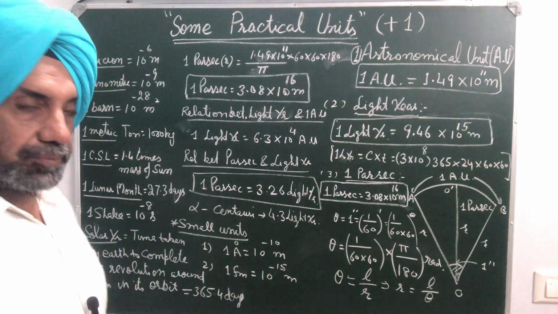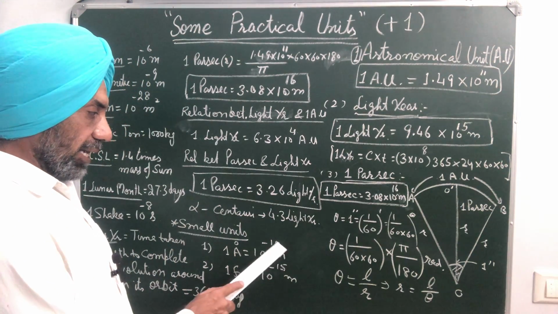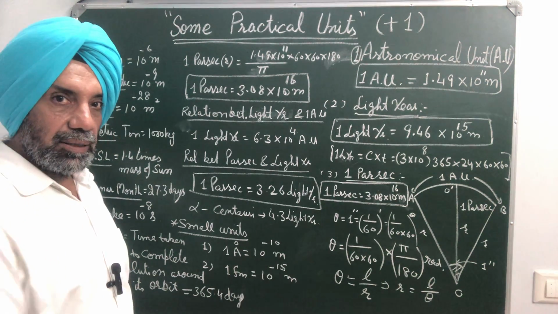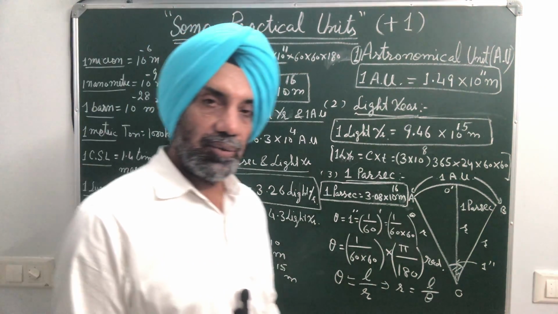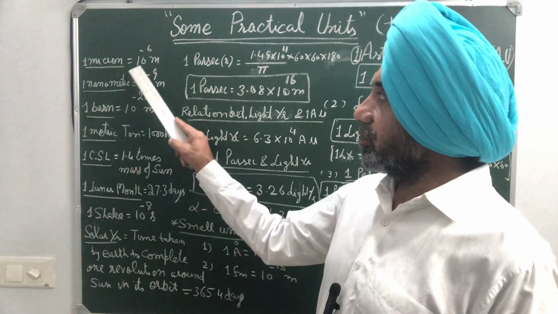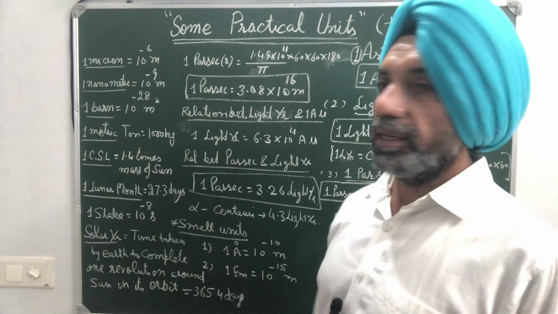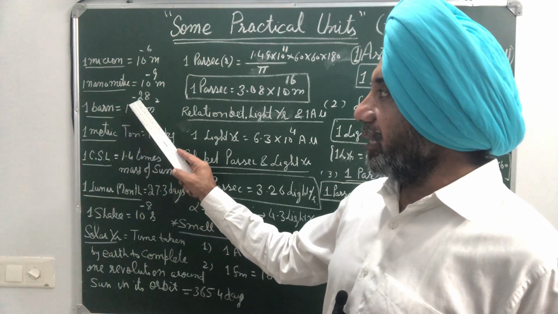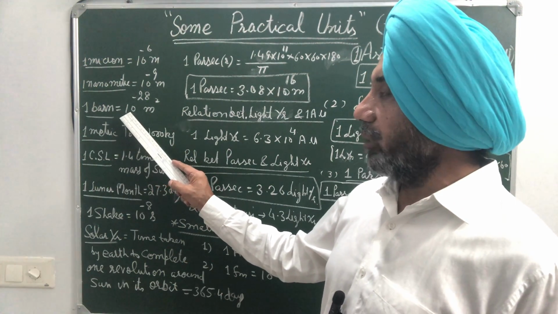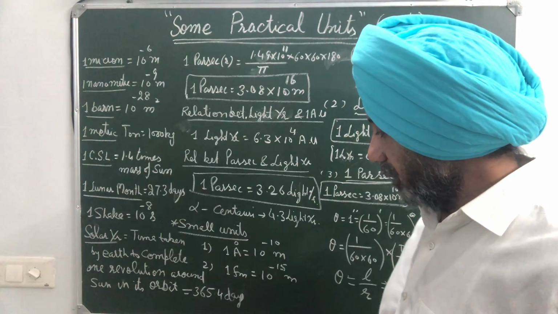Then there are some small units. 1 angstrom that we practically use, which is 10^-10 meter. 1 Fermi, 10^-15 meter. Then 1 micron, 10^-6 meter. 1 nanometer, 10^-9 meter. 1 barn, 10^-28 meter square. This is a unit of area. 1 barn is equal to 10^-28 meter square. These are some small units to measure small distances.